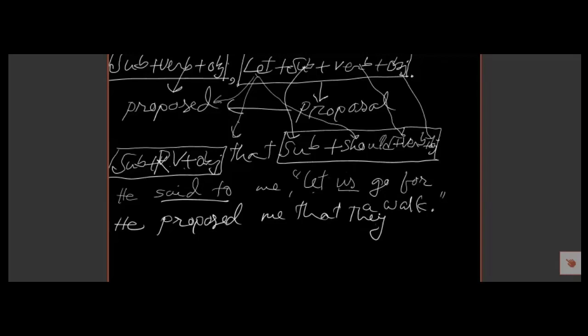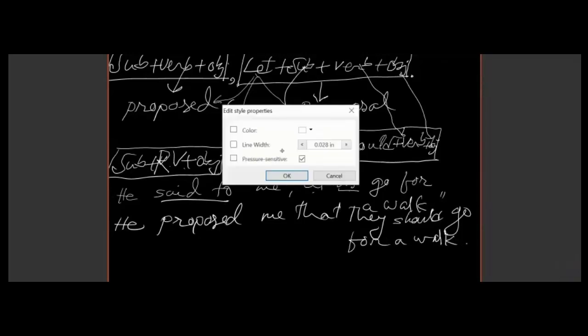After the subject, the modal auxiliary "should" will be put here. So "should", then the verb "go", then the others: "for a walk".